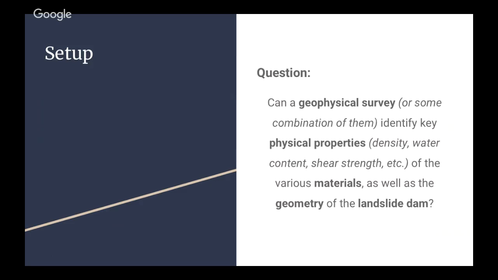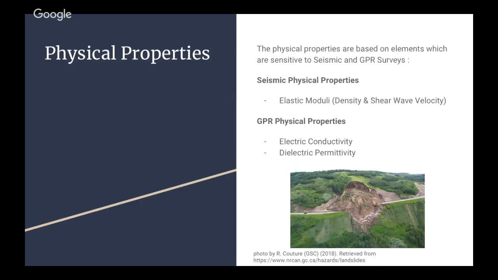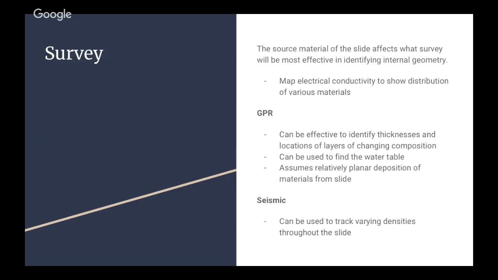So the big question here is obviously, can a geophysical survey identify key physical properties of the various materials in this landslide dam? So to do that, starting off, physical properties, what we got? Well, we're looking at the densities, the elastic moduli, that's kind of interesting to us. So we're going to look at a seismic survey for that probably. And then we thought GPR would probably be handy too for looking at electrical conductivity or dielectric permittivity, handy little physical properties that we could have under our belt. The surveys to do that, as I said, GPR and seismic, that's the way to go.